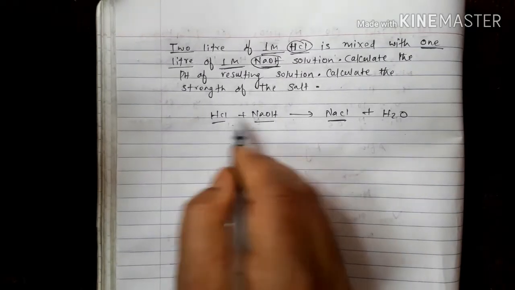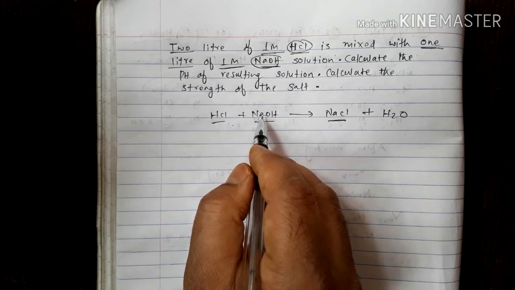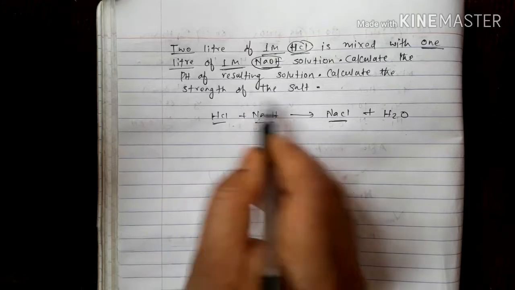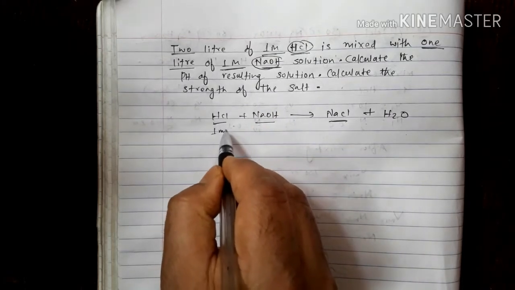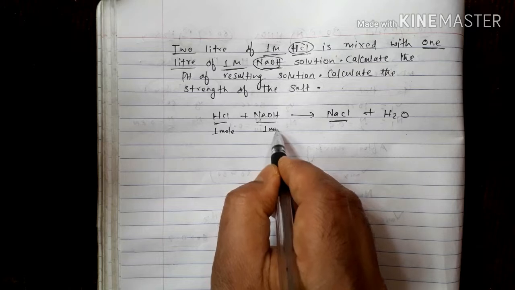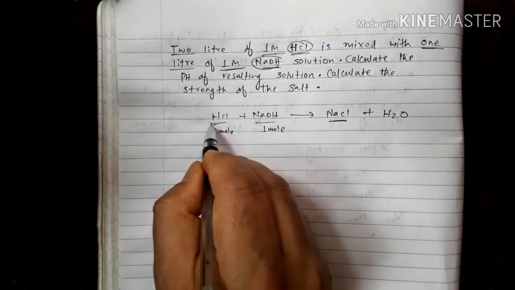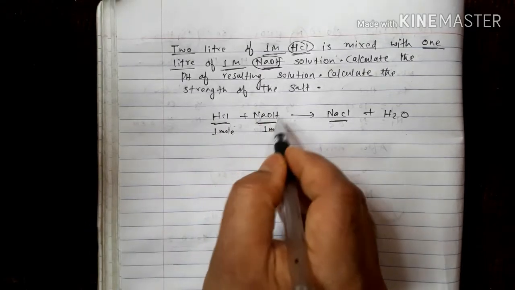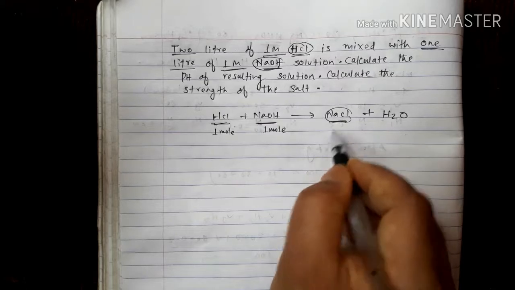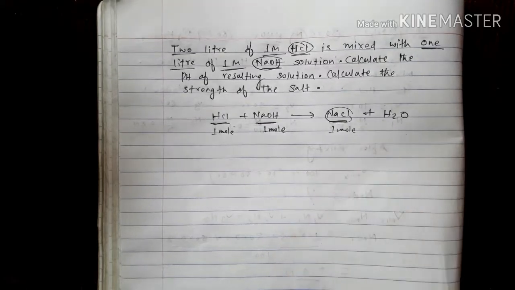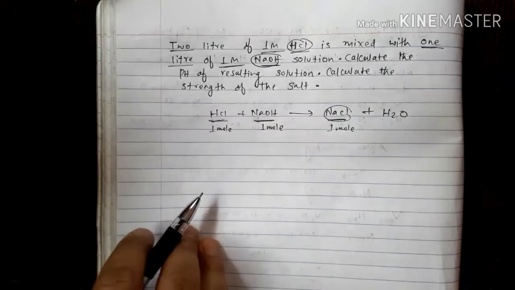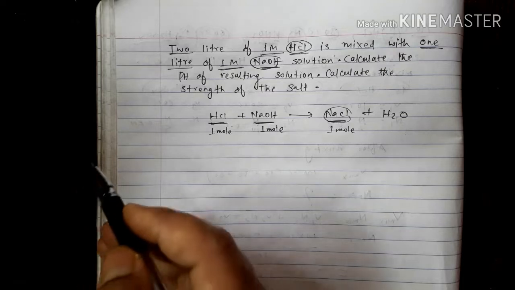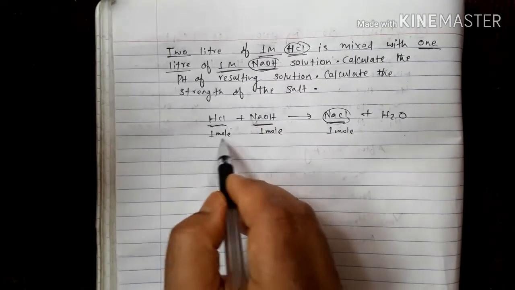HCl and NaOH are neutralized with each other. In this reaction, you can easily find 1 mole of HCl completely neutralizes 1 mole of NaOH and forms 1 mole of salt. The reaction is already balanced. Sometimes the reaction is not balanced. You have to balance the reaction in such questions when you use the concept of mole.